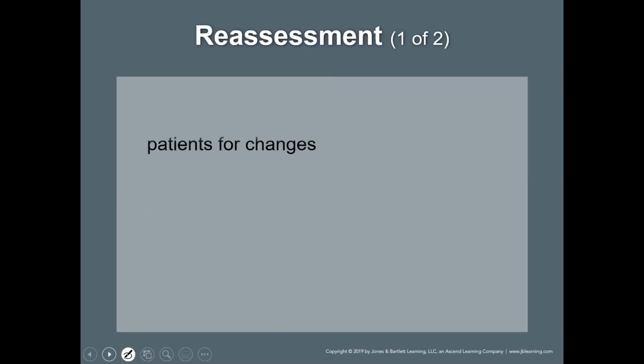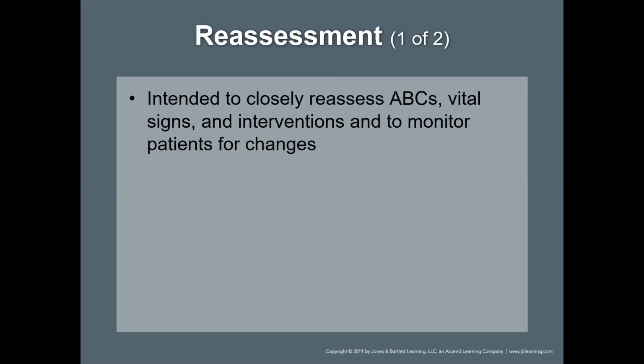Our reassessment survey, again, for unstable patients is every 5 minutes, for stable patients every 15. We're going to basically repeat our primary survey. So let's look at our airway, breathing, circulation again. Let's look if their level of consciousness has gotten better or worse. Let's retake their vitals, and let's see if any of our interventions have helped, or anything has gotten worse. That's why we reassess.